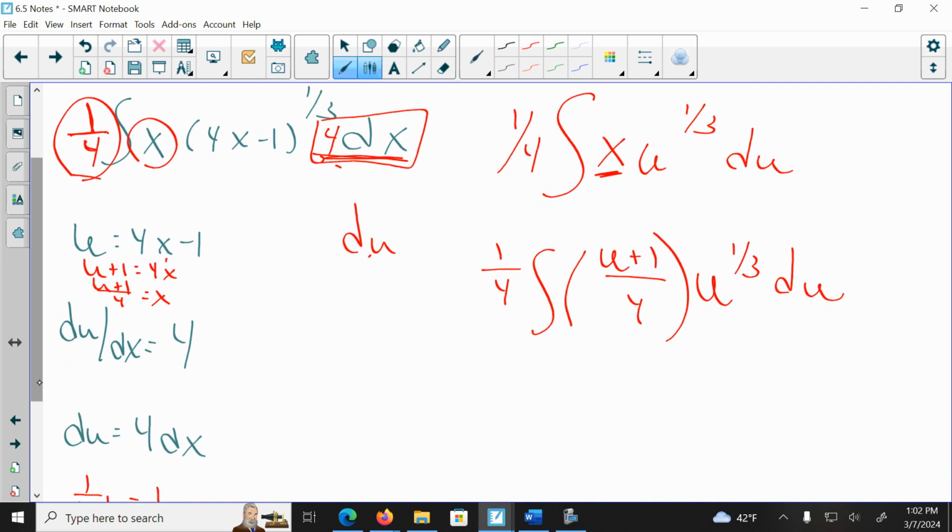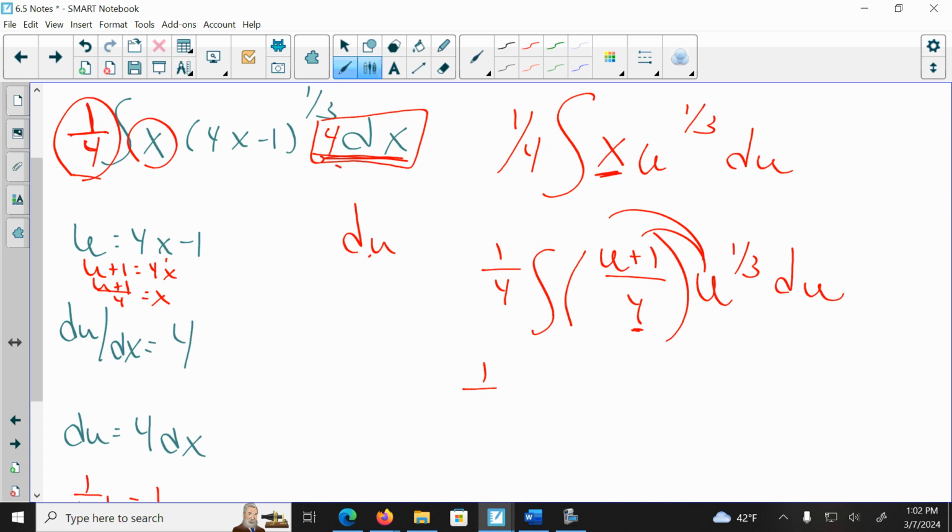Now, before I take the antiderivative, what should I do with that quantity of u plus 1 over 4 times u to the 1/3? I should probably distribute that, yes? While I'm at it, can I take this 1/4 and pull it out? Are you okay if I do that?